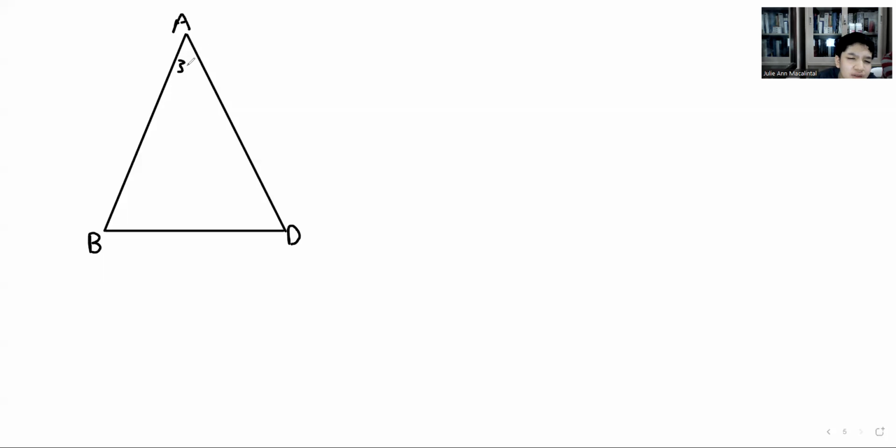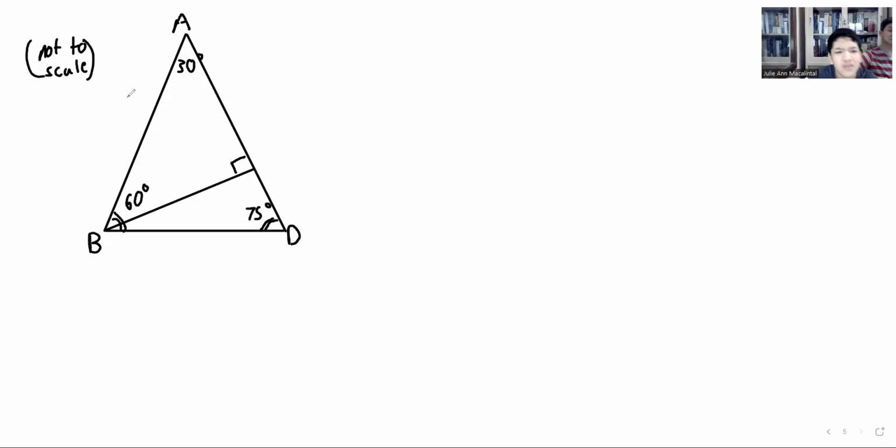So again we have this 30. Anything familiar? 30, 60, 90 triangle again. So we'll just approximate it. It's not to scale. So now we have created a 90-degree angle, so this will therefore become 60 degrees. Okay, so we already know this to be 3. This other side is also 3.